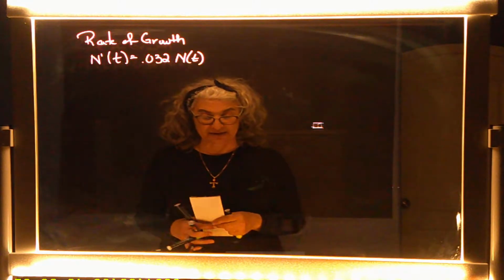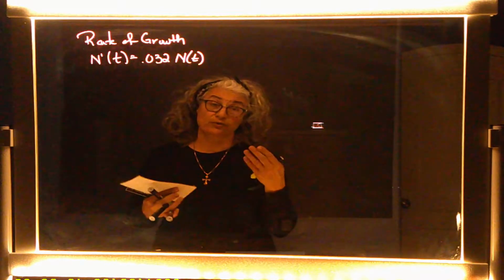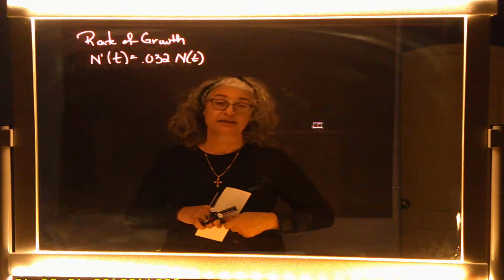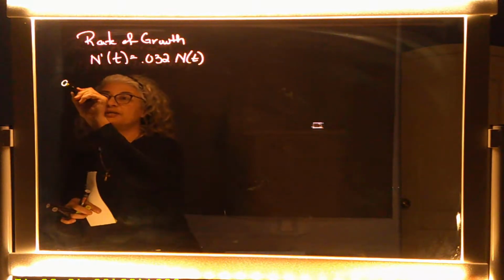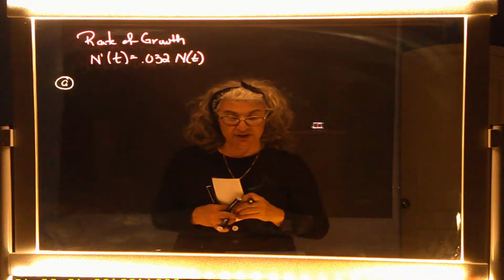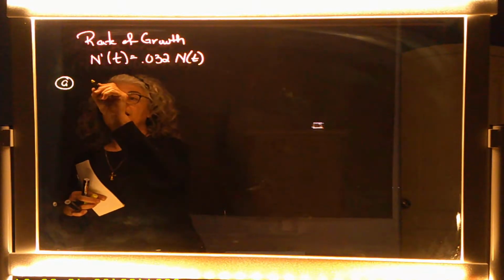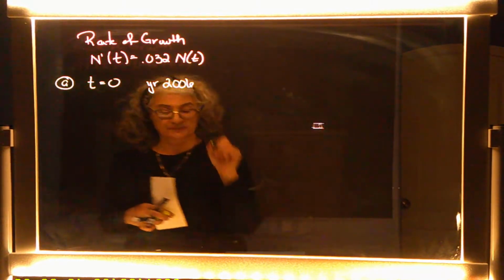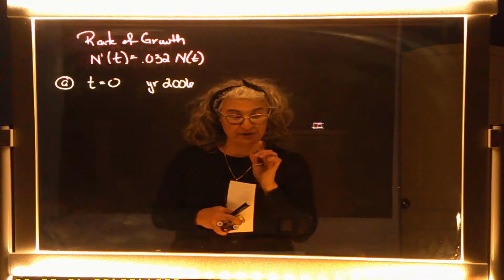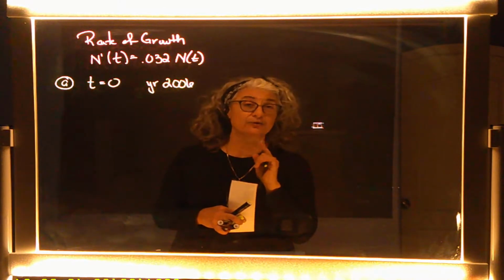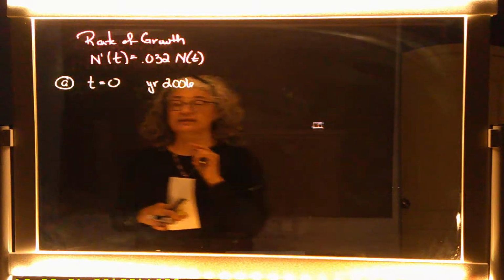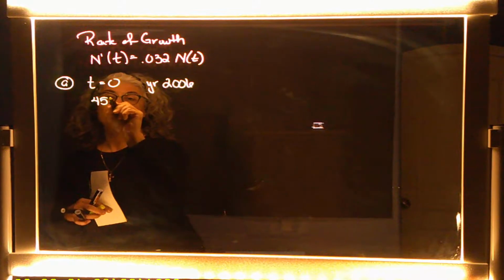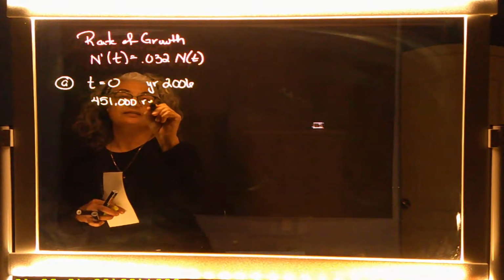And they're giving us a part A to work with. So part A asks us to find a function that satisfies this equation, and they're giving me some information. At time equals 0, we're talking about the year 2006, and they say there's approximately 451,000 patent applications that were received.